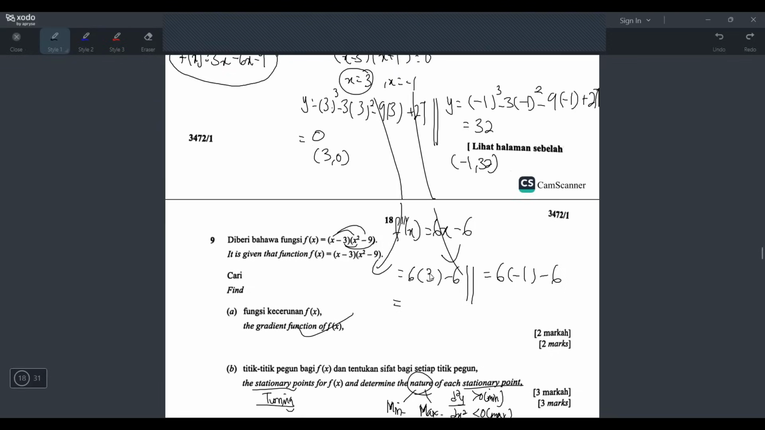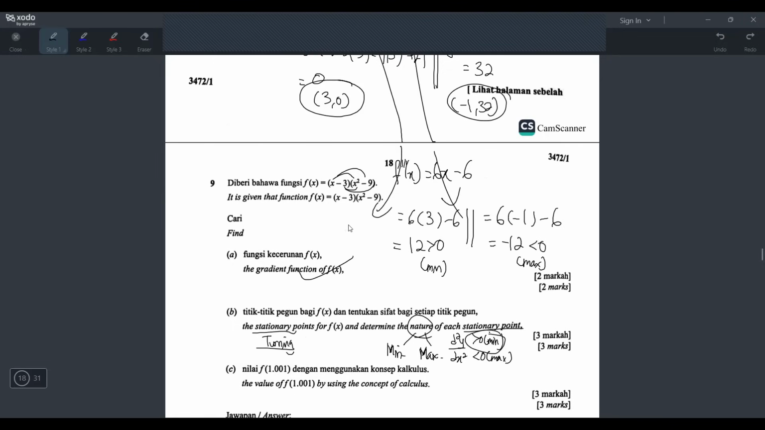So 6 times 3 is 18, 18 minus 6 is 12. 6 times negative 1, negative 6 minus 6 is negative 12. 12 is bigger than 0, so bigger than 0 means minimum. So this is a minimum point. And then this one is smaller than 0, it means this is maximum. And when you sub 3, you have already tested the whole point. It means the 3, 0, the whole point is the minimum point. And then this one is the maximum point.